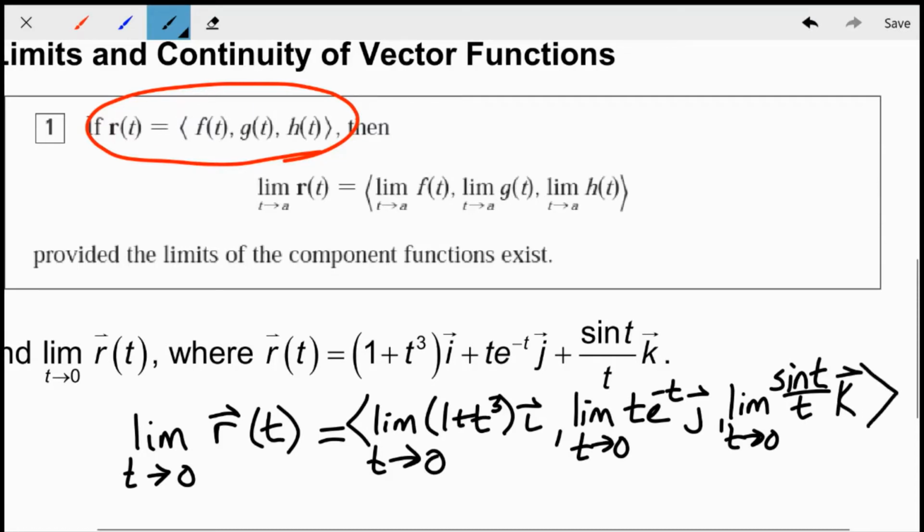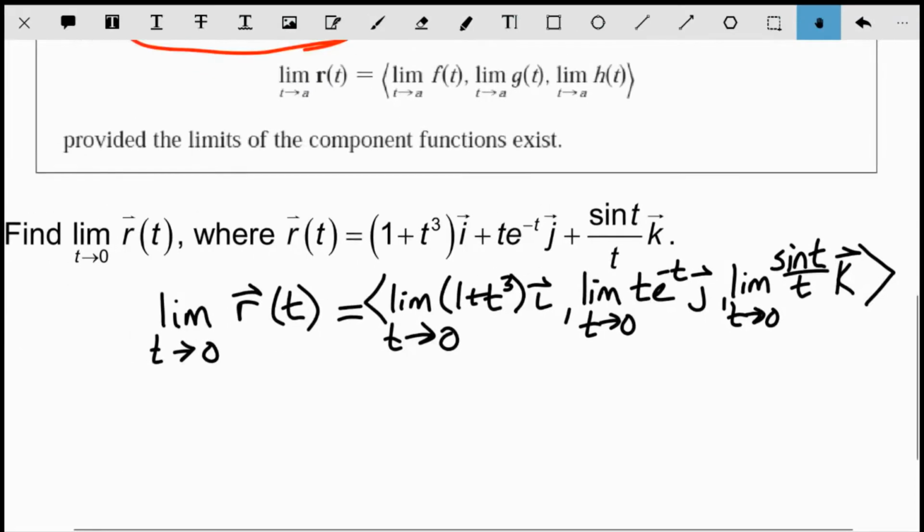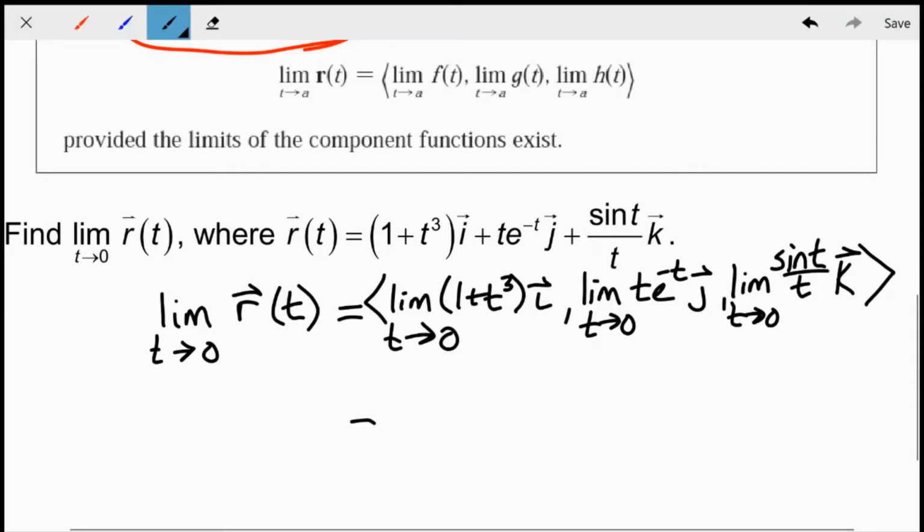And now I've got it in the correct form. Typically, I wouldn't even write this out. I would just go through and apply the limit to the three components, but I just want to make it really clear what's happening here. So at this point then, when I take the limit of each piece of this, you can see that for the I component, I'm going to get 1, so it's just 1 times I.